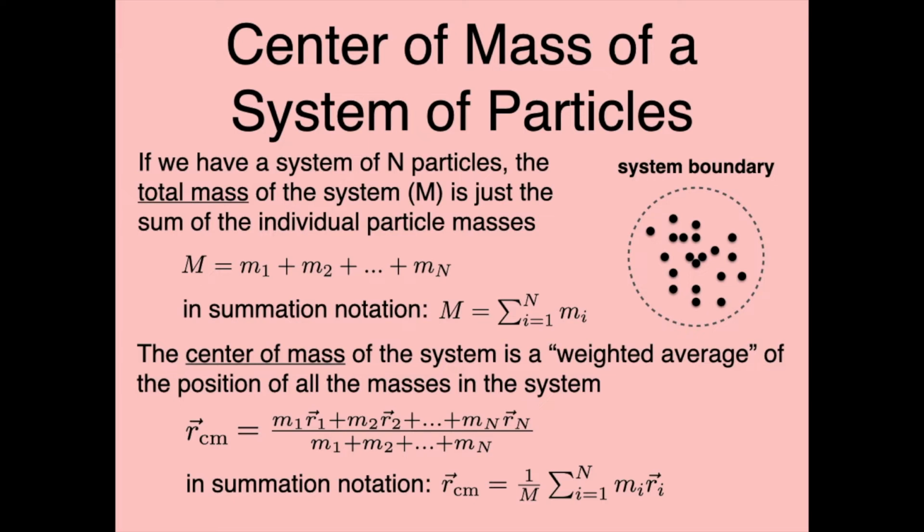So that's kind of a lot to say. There's a more compact way to write this. If we take summation notation, we have 1 divided by big M, that's the total mass, because that's in the denominator, multiplied by the sum of i equals 1 to n of mi ri. So we're taking mass times position for all the different particles, adding all of that together, and then dividing by the total mass of the system. Again, this gives you the average position of all of the masses in the system. That's what that really represents.